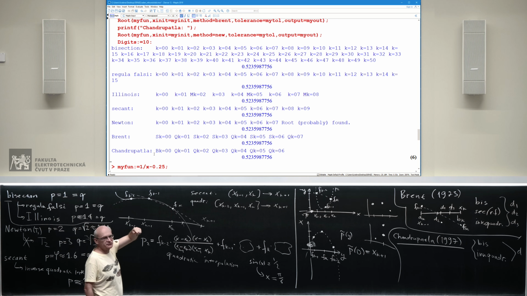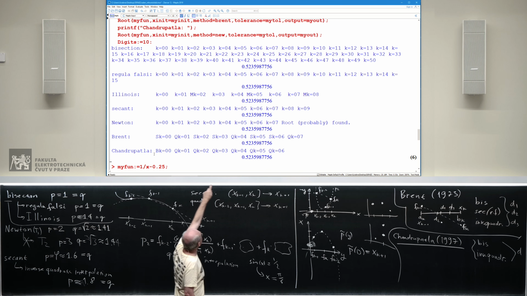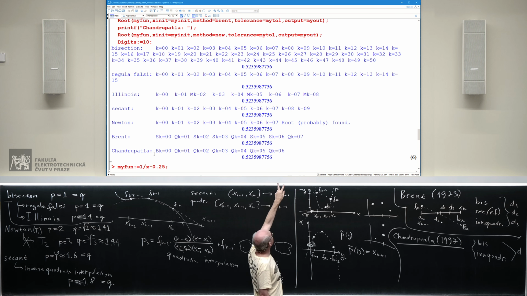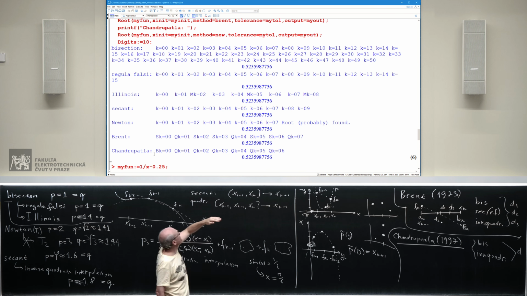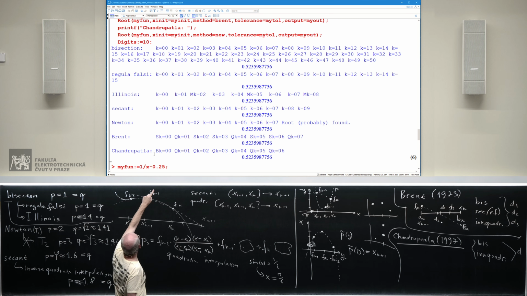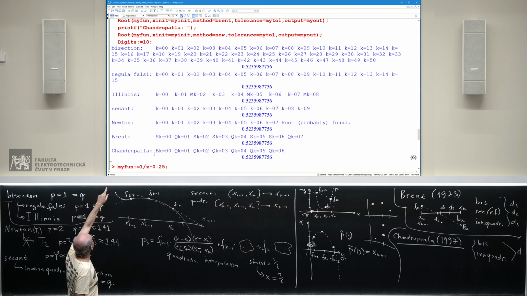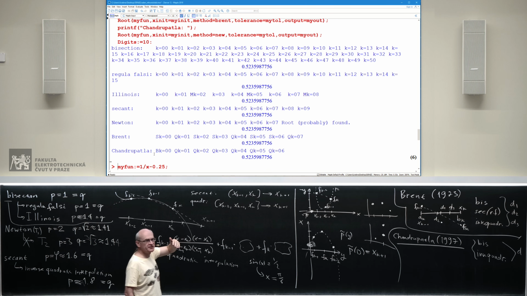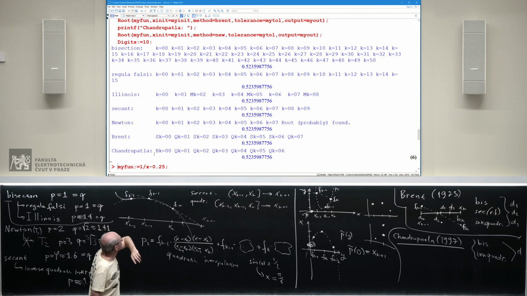So in fact, when it comes to work, this is more like 7 times 2 is 14 iterations. So from a practical point of view, Newton took more work than the Illinois and secant methods, and comparable to regula falsi in this example. Okay, so for Newton, we have to really double the number of iterations if we want to see the work.